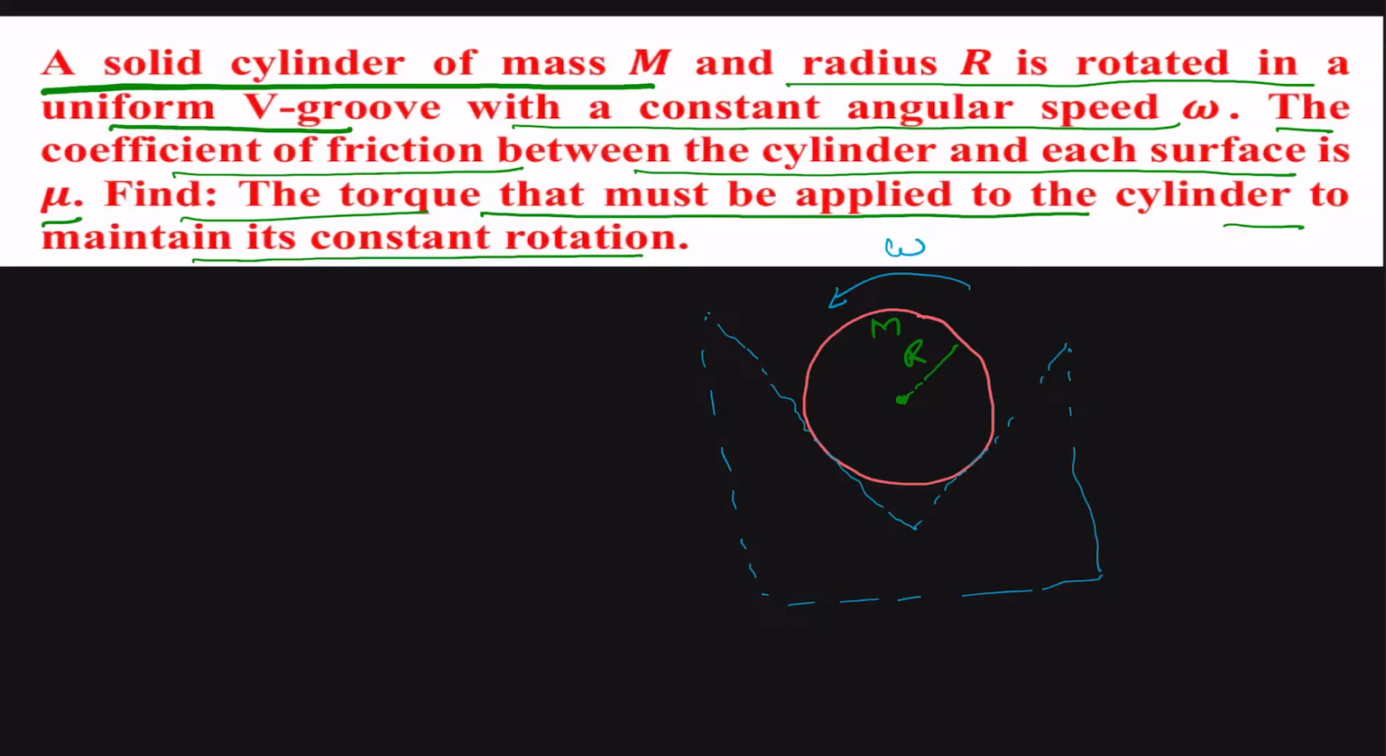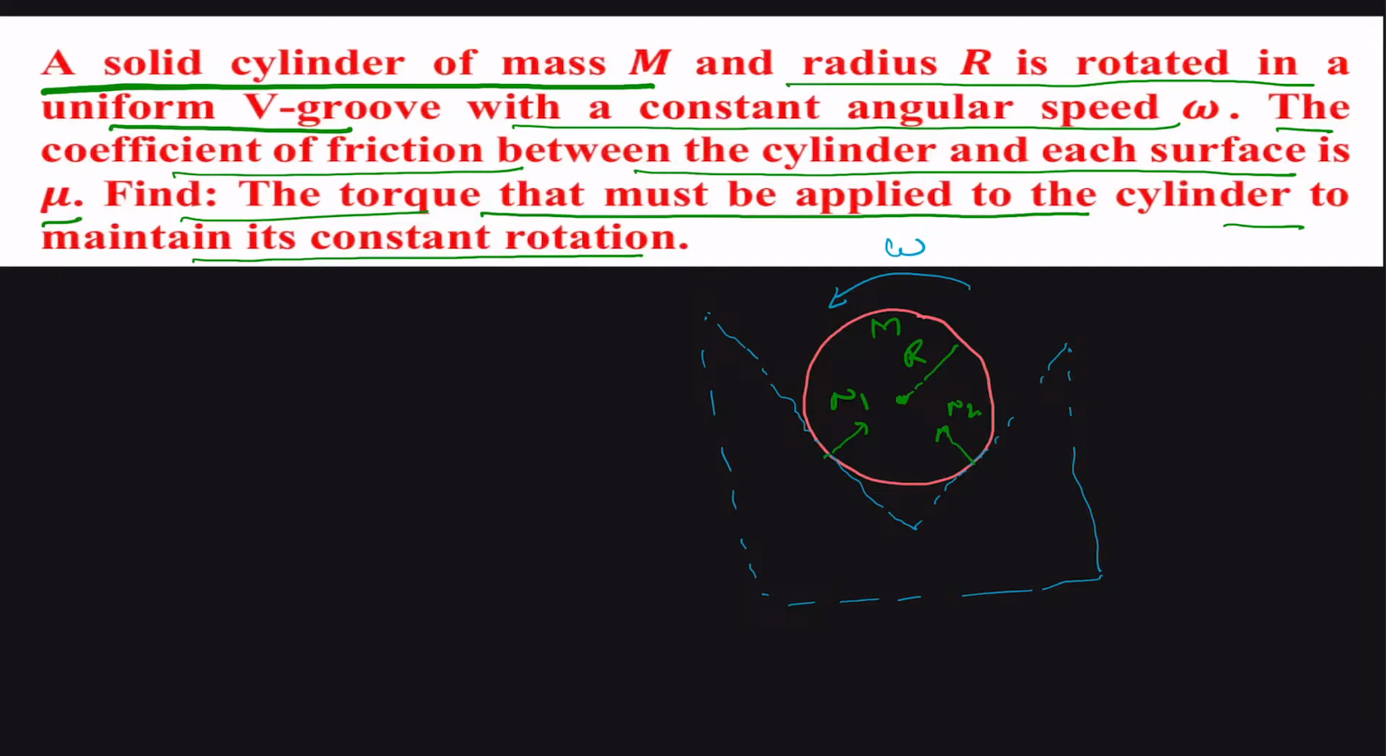And the other forces, there will be two contact forces. Suppose this is our N1, and on the other side we are going to have our N2. And it is rotating, so there will be the frictional force also that is going to provide the necessary torque so that it will rotate.